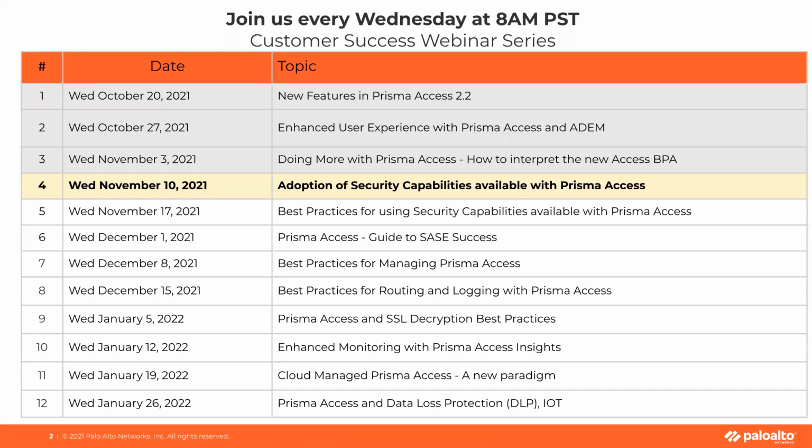So far in this winter segment, we've been talking about the new features in Prisma Access 2.2, about ADEM, and about the BPA. Today, we'll be talking, as I mentioned, about adoption of security capabilities, and stay tuned for next week's training, which will be a follow-up to this one, where we actually talk about the best practices for using these security capabilities.